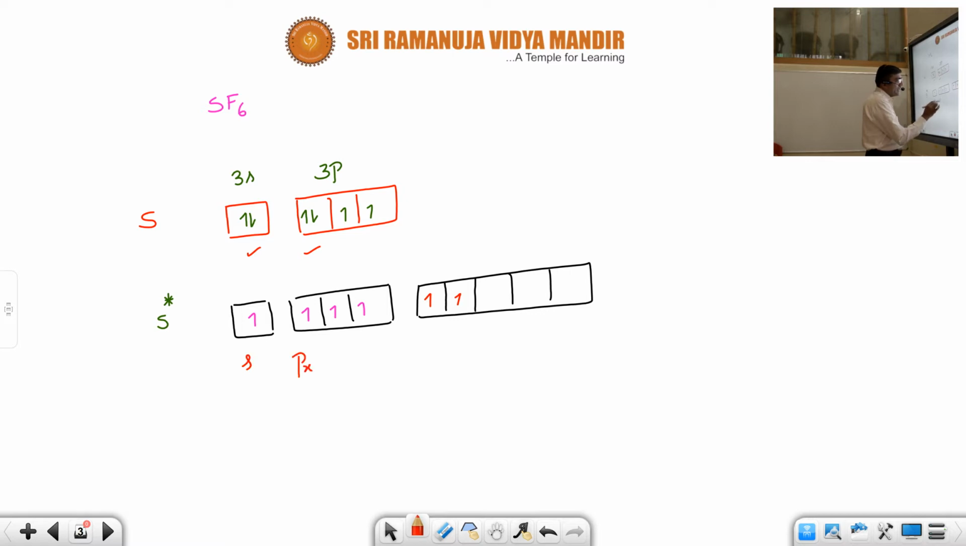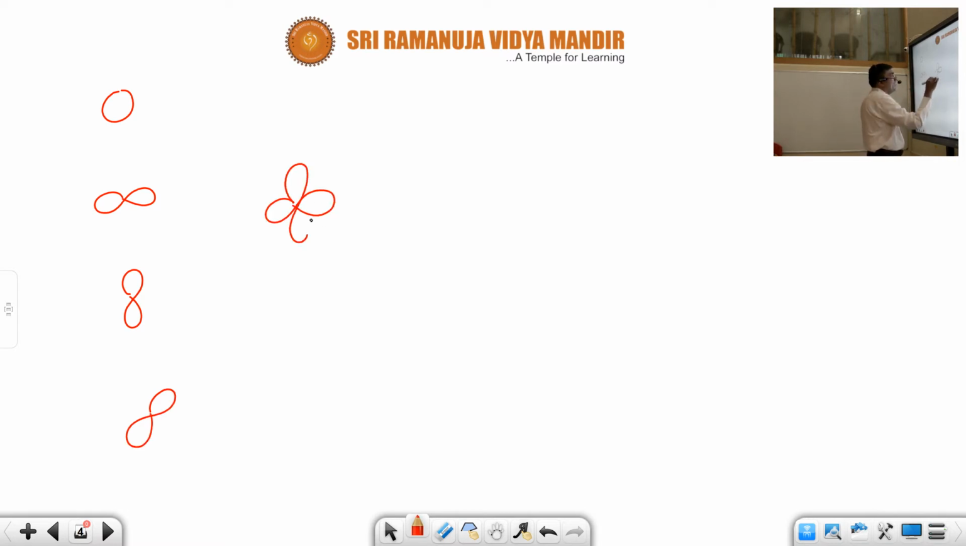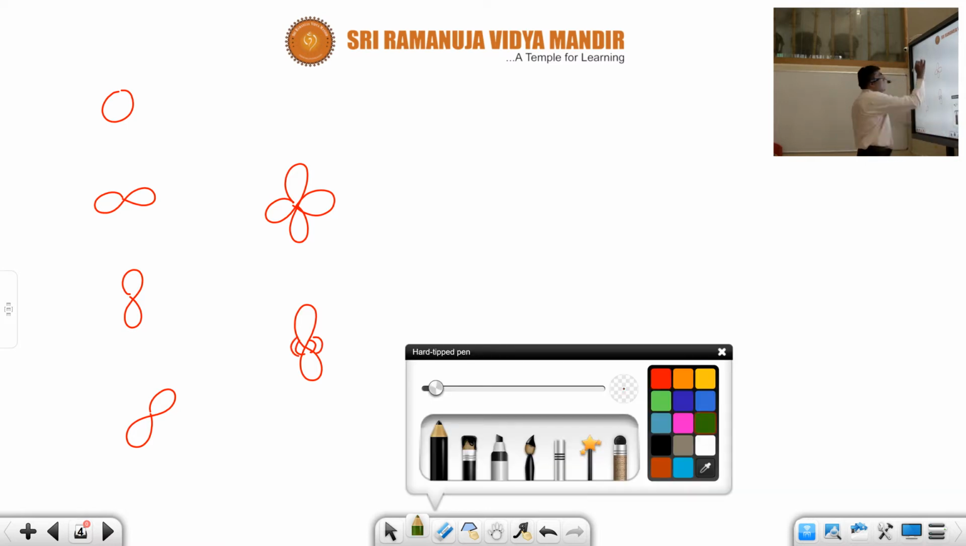Now what is formed here? s, px, py, pz, dx square minus y square, and dz square orbitals. So these are going to get intermixed. So one s orbital, one px orbital, one py orbital, one pz orbital, one dx square minus y square orbital, and one dz square orbital. These are going to get intermixed.